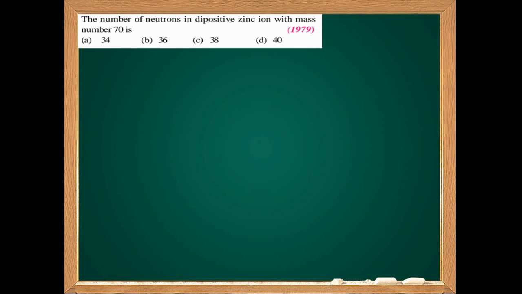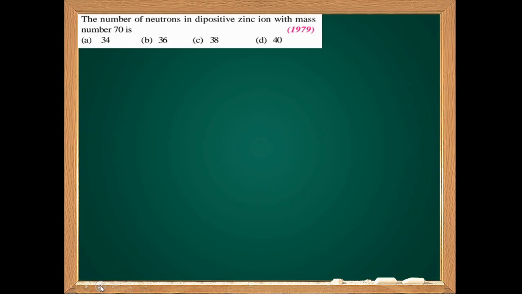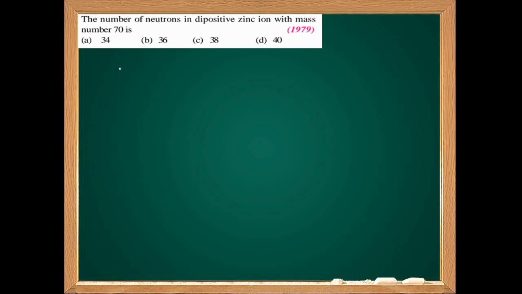Now, in the question, we have the number of neutrons in a dipositive zinc ion with mass number 70 is. Okay, so I have zinc. What is expected in this question is that we should know all the d block elements. So we have scandium, titanium, vanadium, chromium, manganese, iron, cobalt, nickel, copper, and zinc, right? Now, scandium is 21 and zinc is 30. So the atomic number of zinc is 30.